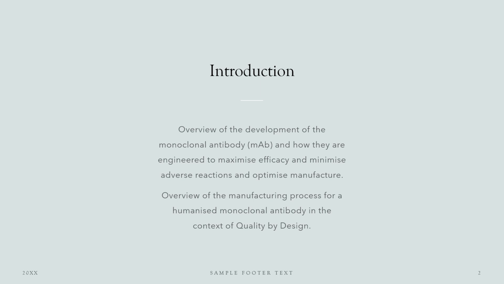So this presentation, hopefully it won't be too long, will be an overview of the development of monoclonal antibodies and how we can engineer not only the antibodies themselves, but the cell substrates that are used to produce them to maximize efficiency and minimize adverse reactions, therefore optimizing manufacture. I'm also going to give an overview of the manufacturing process in the context of quality by design and perhaps where we are moving forward.